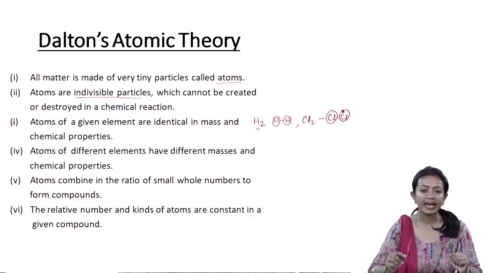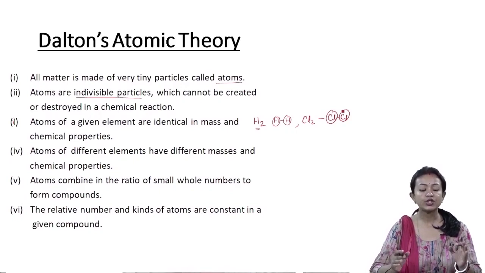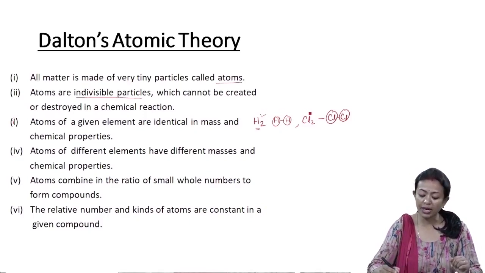So if we pick up any element, whether it is gold or copper or silver or iron, any element that we name, whether it is a metal, non-metal or a metalloid, then each of these elements will have identical atoms. And how identical? They are not only identical in mass, but they also have the same physical and chemical properties. That is, elements are made up of identical atoms.